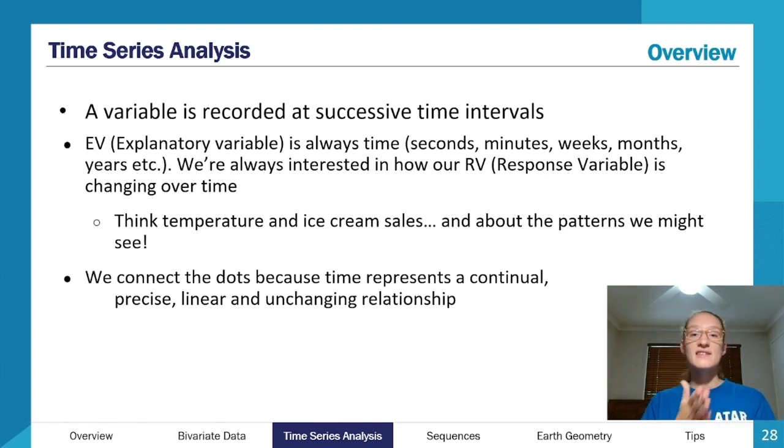We could map how temperature changes throughout the year, or we could map how ice cream sales change throughout a week, or throughout a day, or throughout a year. And then think about the patterns that we might see because of that. So again, making that really active link. We're always looking for those patterns and relationships. We're always looking for how can I draw meaning from this data.